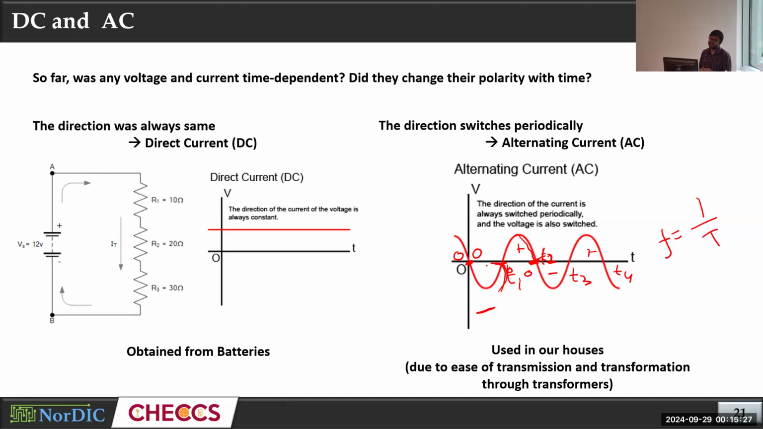From that perspective, DC is better, but there are other things. That's why we use DC as well, don't we? Like a mobile battery, that's DC. So wherever we use the electricity, in that location we use DC, because DC is always better than AC. But if we need to transfer electricity from one place to another, then we need AC.